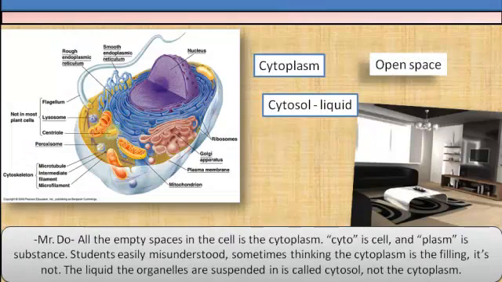All the empty spaces in the cell is a cytoplasm. Cyto is cell and plasm is substance. Students easily misunderstood, sometimes thinking that the cytoplasm is the filling. It's not. The liquid the organelles are suspended in is actually called the cytosol, not the cytoplasm.